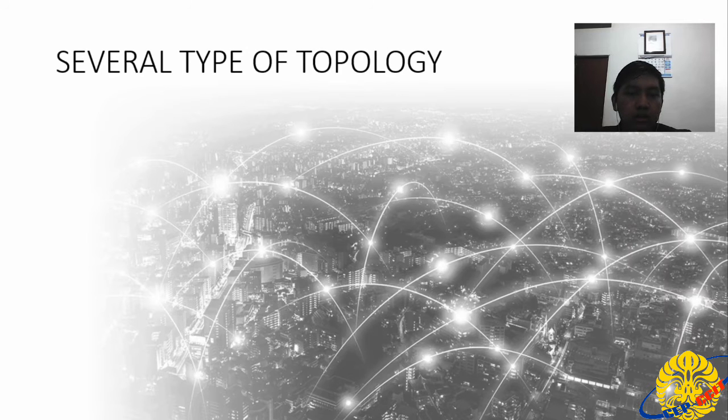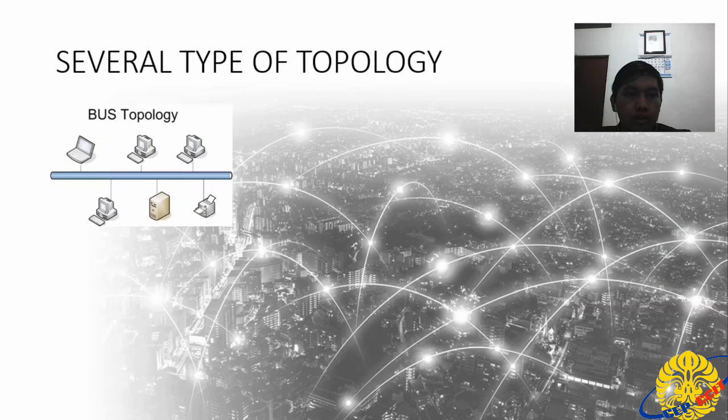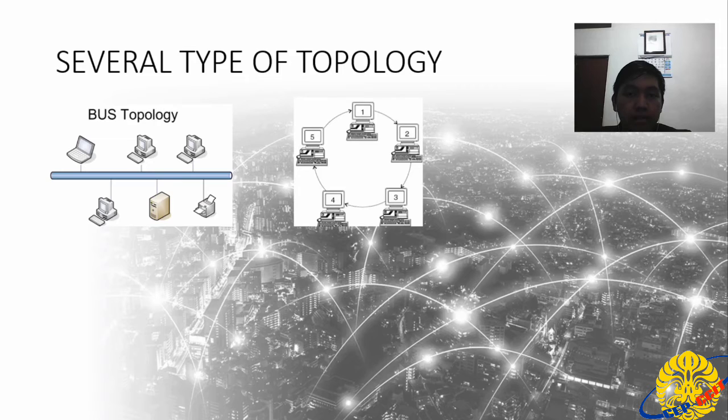Now I'm gonna tell you several types of topology. This is bus topology. Bus topology is the simplest way to connect multiple clients. Second one is ring topology. Ring topology is where each node connects exactly to two other nodes, forming a single continuous pathway for signal through each other node in a ring.